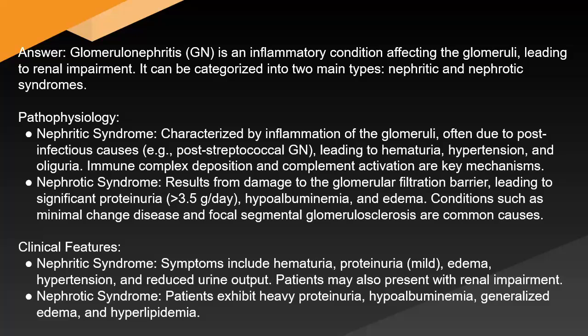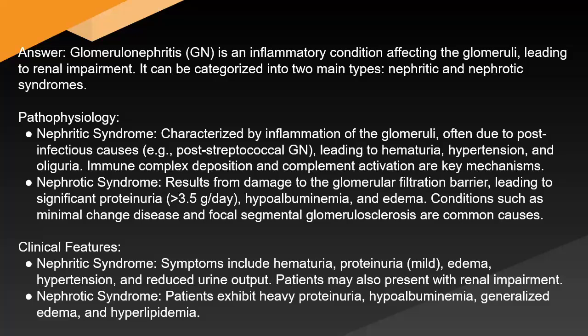Pathophysiology: nephritic syndrome is characterized by inflammation of the glomeruli, often due to post-infectious causes, e.g., post-streptococcal GN, leading to hematuria, hypertension, and oliguria. Immune complex deposition and complement activation are key mechanisms. Nephrotic syndrome results from damage to the glomerular filtration barrier, leading to significant proteinuria (>3.5 g/day), hypoalbuminemia, and edema. Conditions such as minimal change disease and focal segmental glomerulosclerosis are common causes.